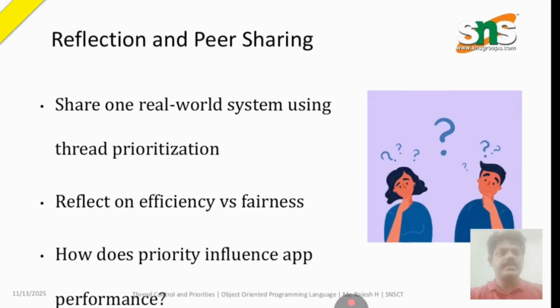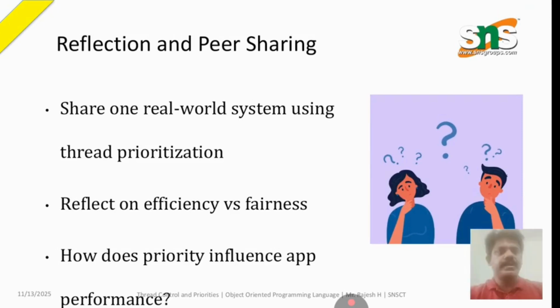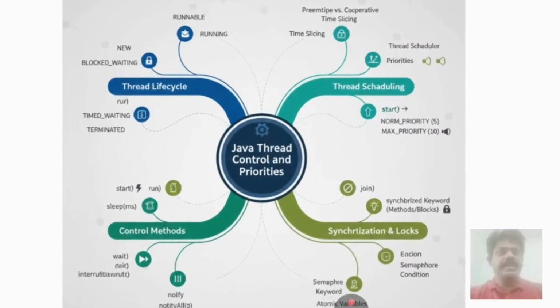And there is one more assessment, a group assignment. Share one real world system using thread prioritization, and reflect on efficiency versus fairness in controlling threads and priorities, and how priority influences the performance of applications, I mean mobile apps or web apps. So here the summary is given.